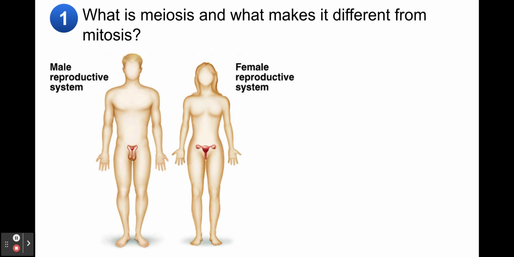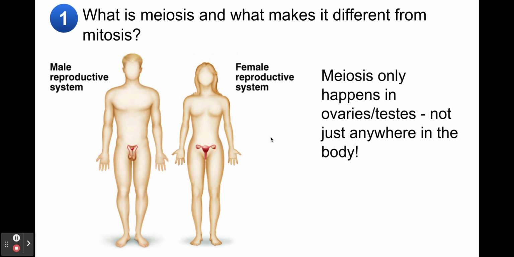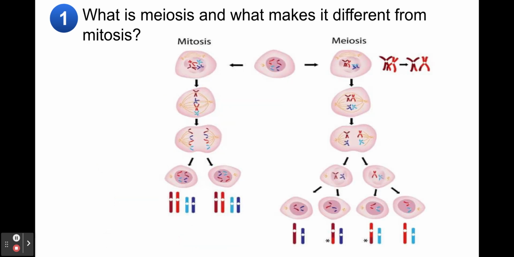Dialing in on the purpose of meiosis, meiosis only happens in ovaries and testes. It does not happen anywhere in the body, so it only happens in specialized cells in your reproductive system.